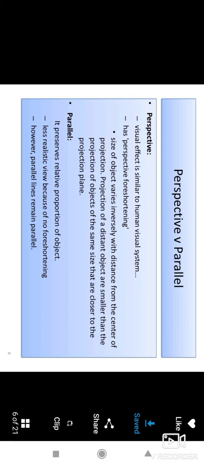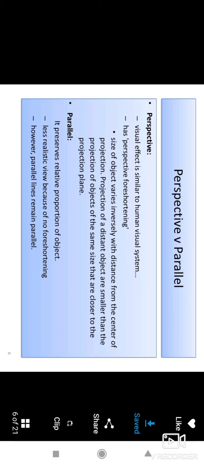For example, the aeroplane. When we see an aeroplane at the airport, at the landing position, it seems to be big, isn't it? While it travels through the air, when we look at the aeroplane far away in the sky from the ground, it seems to be smaller. That is the realistic view of our human eye, known as perspective foreshortening. Perspective projection keeps that property. That is why the visual effect is similar to the human visual system.